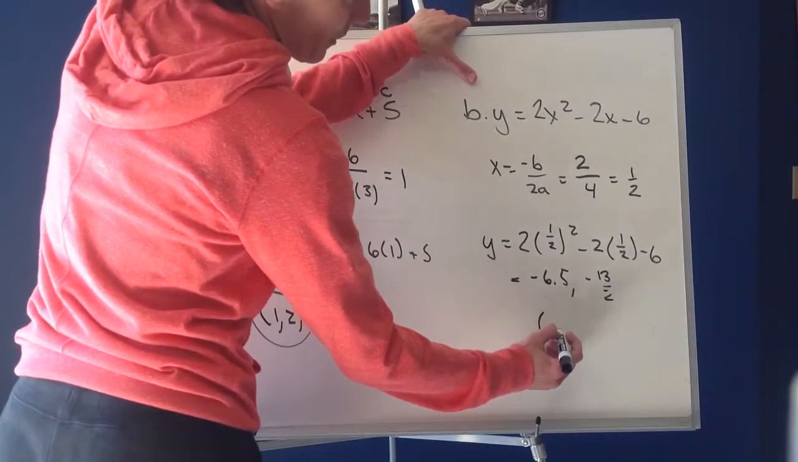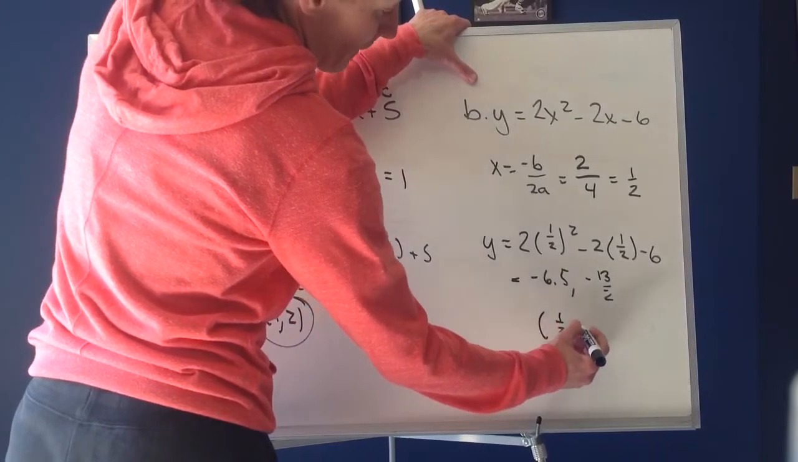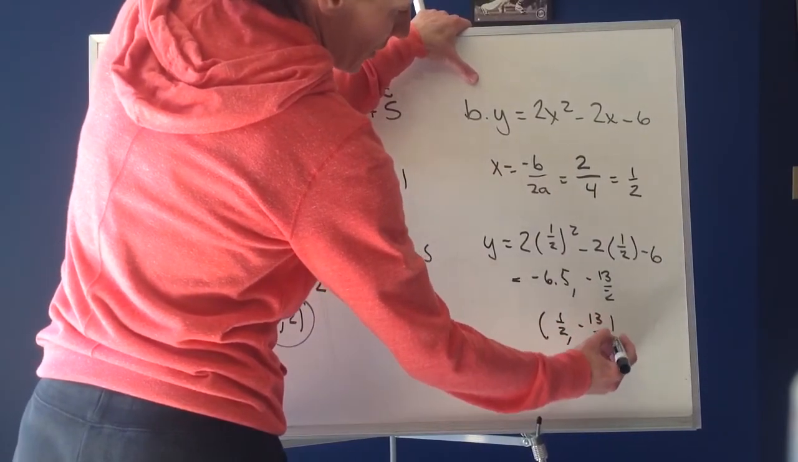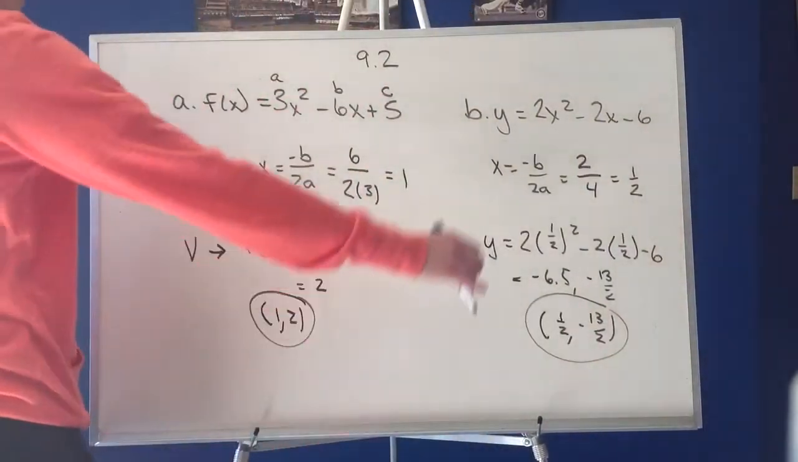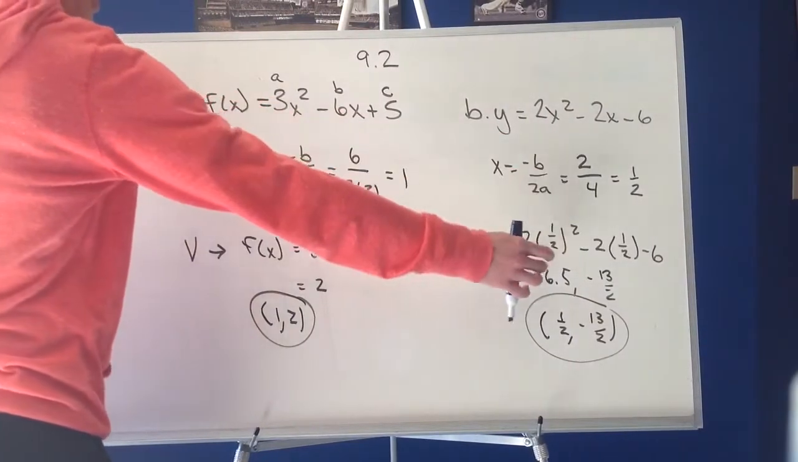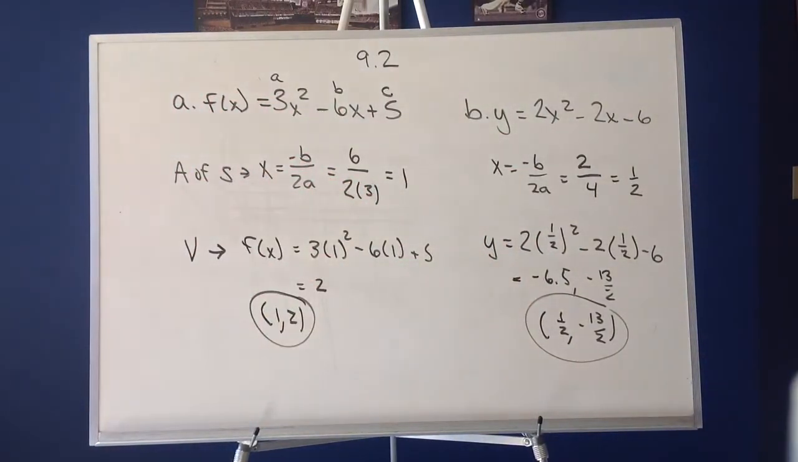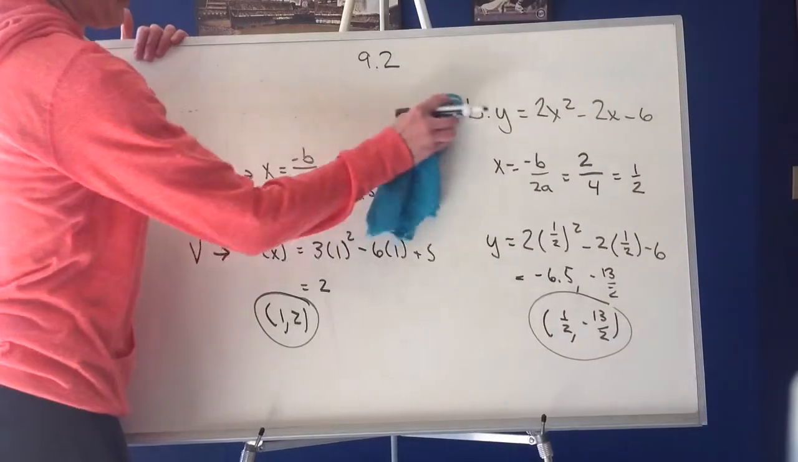Okay, so that tells me my vertex then would be the 1/2 and the negative 13 over 2. Okay, so again, this formula gives you the x, plug it in, it'll give you the y. Then the rest of it we're going to do on our calculator. All right? So let's go ahead and look at that next part then.